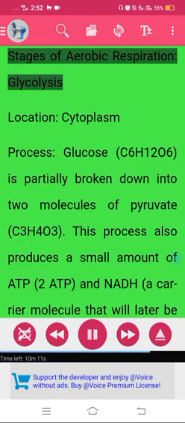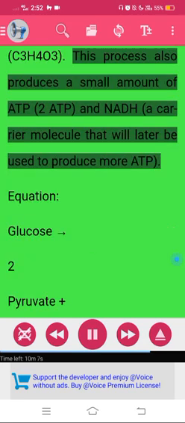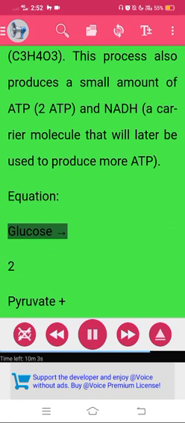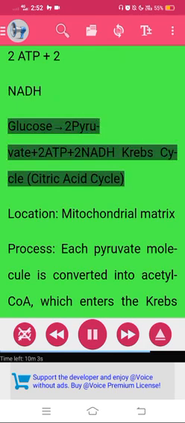Stages of aerobic respiration. Glycolysis. Location: cytoplasm. Process: glucose, C6H12O6, is partially broken down into two molecules of pyruvate, C3H4O3. This process also produces a small amount of ATP, 2 ATP, and NADH, a carrier molecule that will later be used to produce more ATP. Equation: glucose → 2 pyruvate + 2 ATP + 2 NADH.